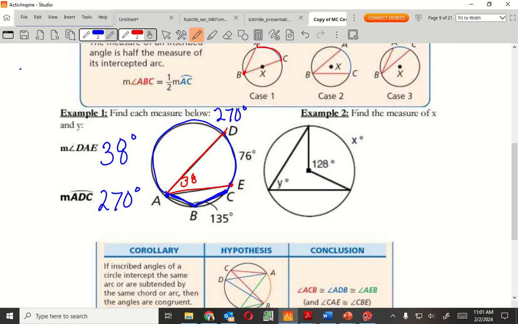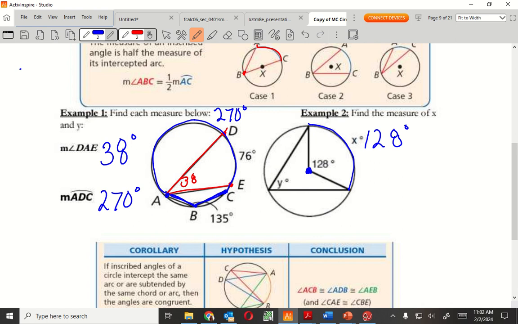So we'll keep going. Now, on example 2, my interior angle is 128. This is called a central angle. What do we know about the central angle and the arc that goes with it? They're congruent. Since this is a central angle, right here at the center of the circle, my central angle is congruent to my arc. So my x value is going to be 128 degrees, because they are the same. They are congruent. They have the same measure.